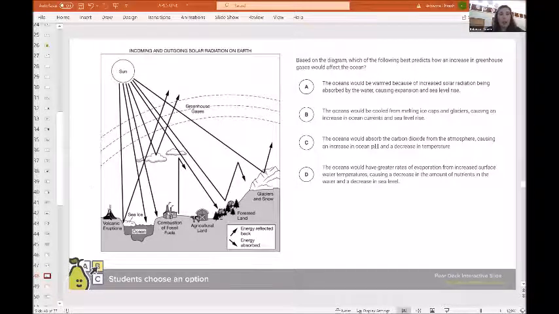This is incoming and outgoing solar radiation on Earth. So based on the diagram, which of the following best predicts how an increase in greenhouse gases would affect the ocean?